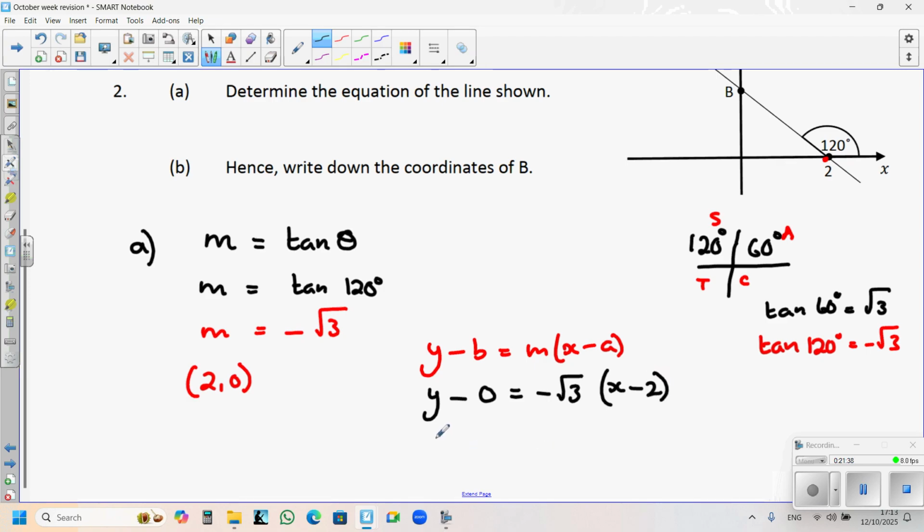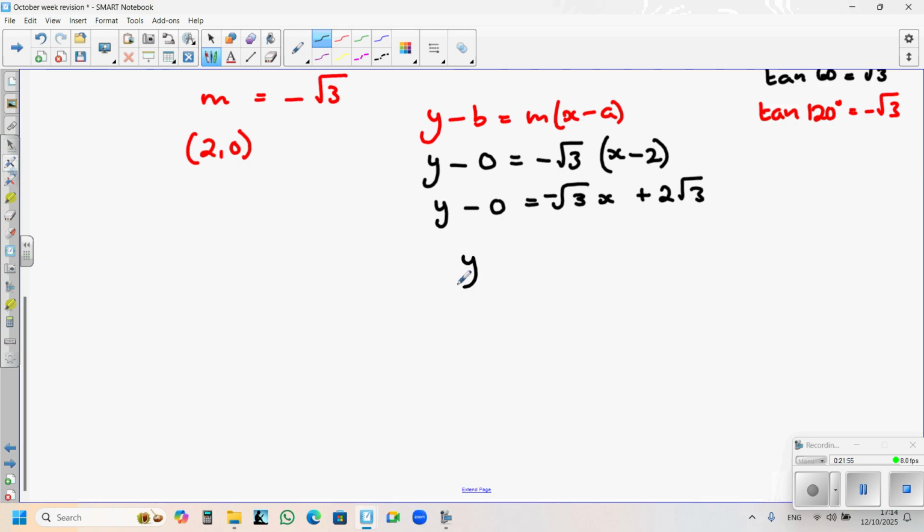When I tidy that up, I've got y minus 0 is equal to minus root 3 times x, and that just goes like that, and minus root 3 times minus 2, two negatives make a positive, so it's 2 lots of root 3. Now that 0, I can just get rid of it, so y is equal to negative root 3 x plus 2 root 3.